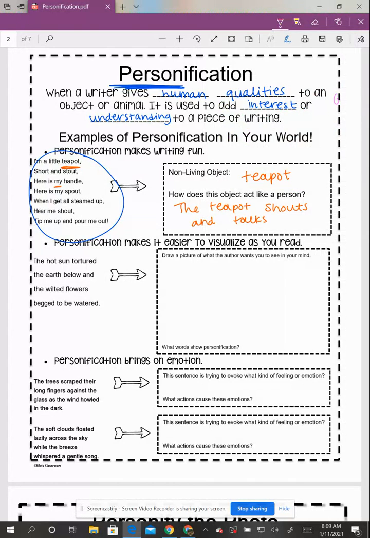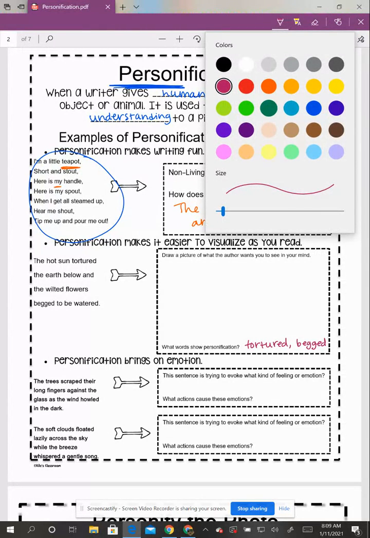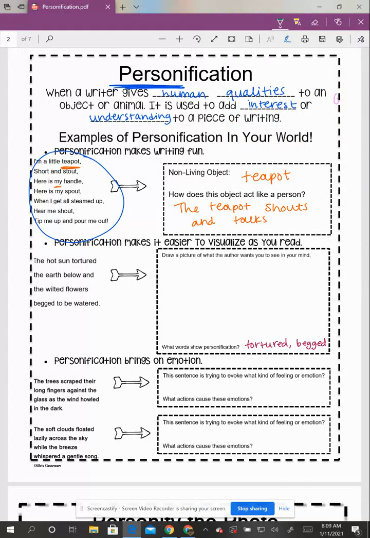Now, personification does make it easier to visualize as you read. In this example, the hot sun tortured the earth below, and the wilted flowers begged to be watered. There are a couple of things here that we think about with personification. The words that come to mind are tortured, begged. These aren't things necessarily that the flowers or the sun could literally do, but it is something that we can use human-like qualities to help describe the picture better.